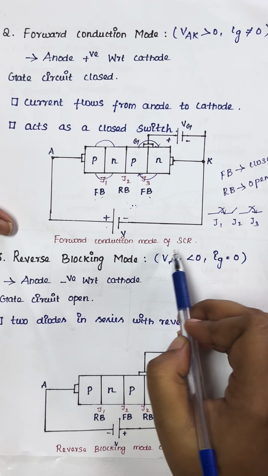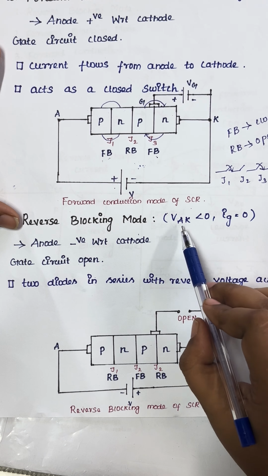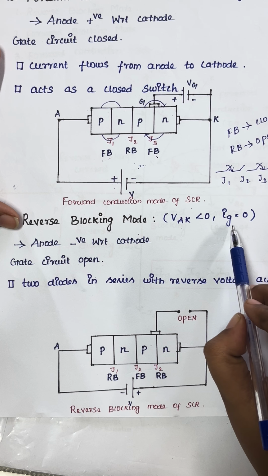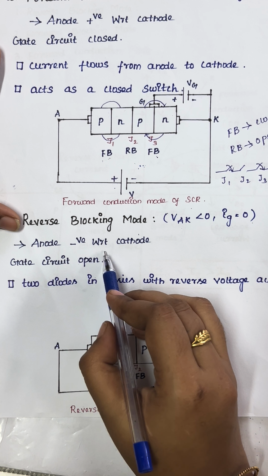So it acts as a closed switch when it is forward biased. Then coming to the reverse blocking mode, that is, VAK is negative and gate current is equal to 0. That means no gate current is applied. So here the anode is negative with respect to the cathode.